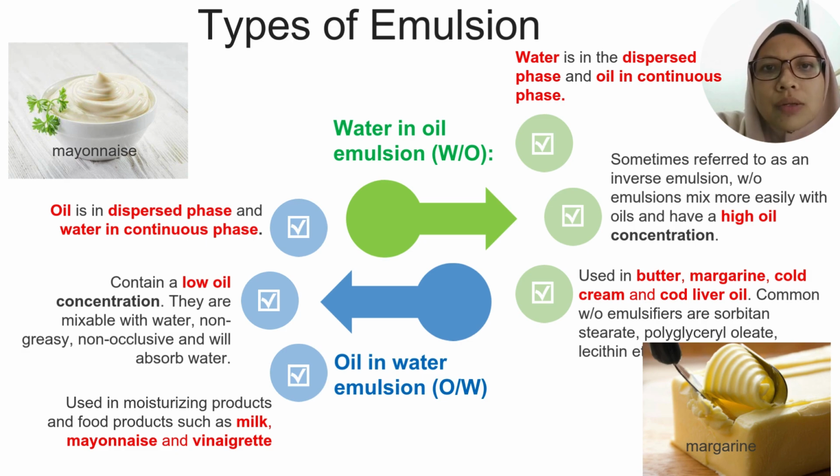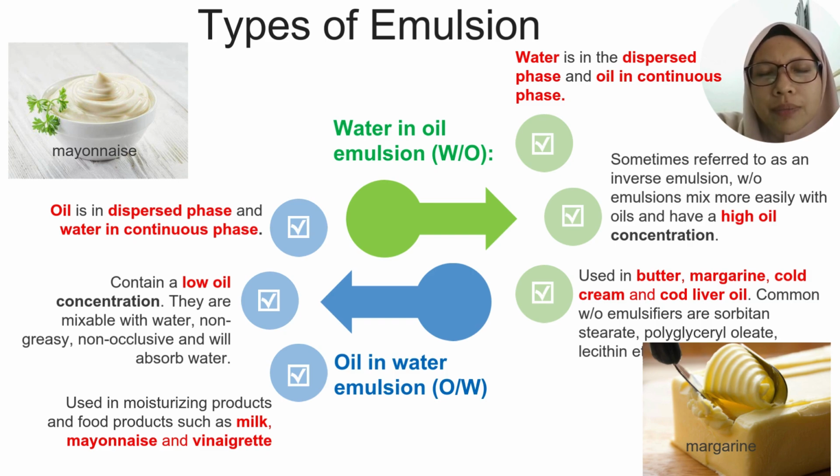We just need to know these two types. First is water in oil emulsions. How do you differentiate these two types? If water in oil, the dominant will be the oil lah. The oil will be dominant because it is water droplets in oil. Examples you just remember so it's easy for you to memorize: butter, margarine, cold cream, and also cod liver oil.